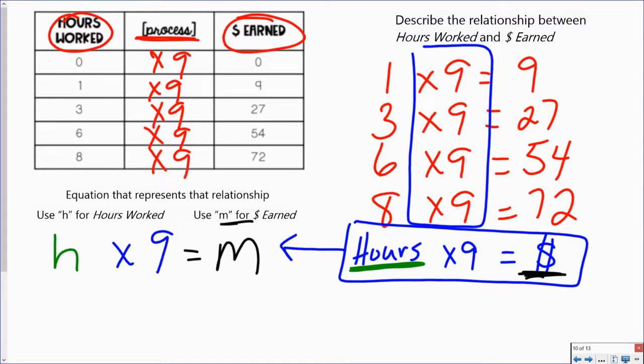Or I could rewrite it so that I don't mistake my multiplication sign for an X. I would take 9, and then I would take my H and put it right next to it because that means multiplication, and then equals M. So my equation here would be H times 9 equals M, or 9H equals M. So 9 times the hours that I'm working equals the money that I am earning.